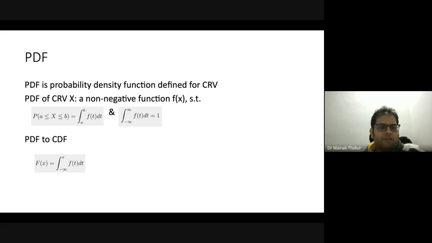PDF to CDF, how do you find? Fx is the probability of X less than or equal to x, right? So till x, whatever density is there, you are integrating. Integration is nothing but summation, right? So in the continuous form, it is integration. So integration from minus infinity to x, f(t) dt will give you Fx, capital Fx, which is CDF.